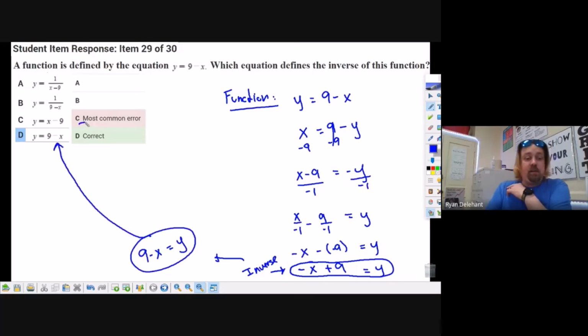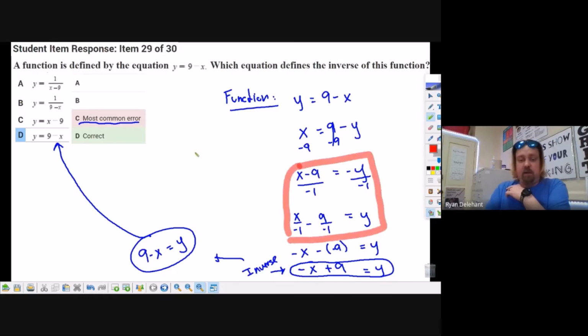Now, if we look at the most common error here, part of the reason I spent some time talking about this division of negative 1, most people got y is x minus 9. They moved this, but they forgot to deal with the fact that the y was negative over here and dividing this by negative 1 right here. So that's the part that attributed to the most common error.